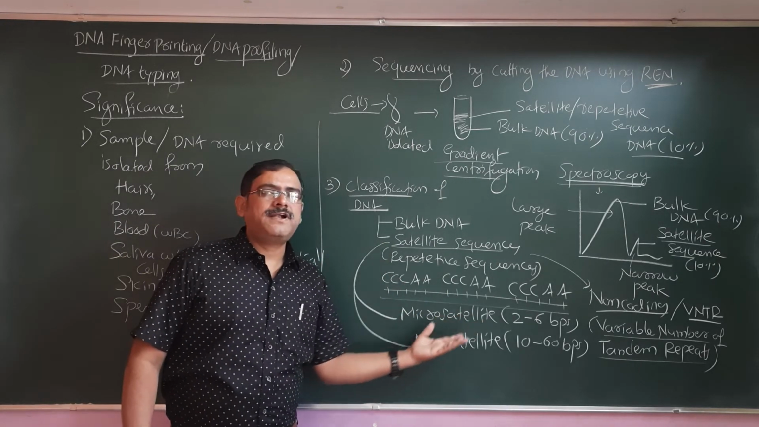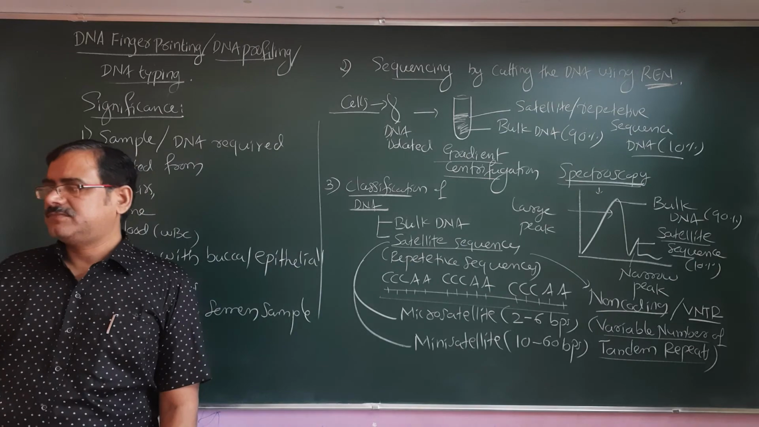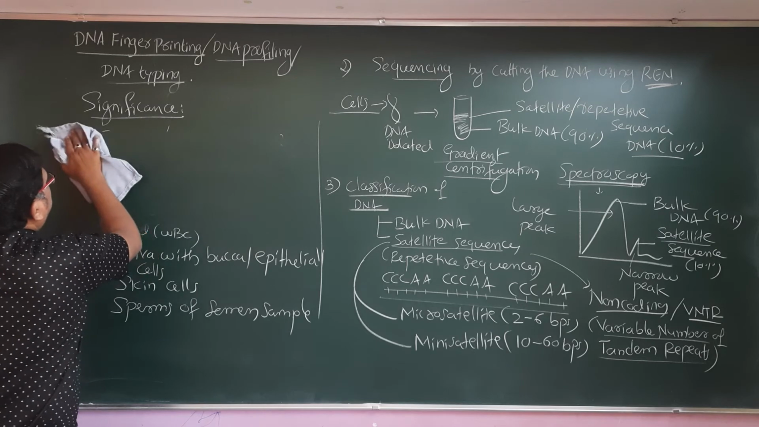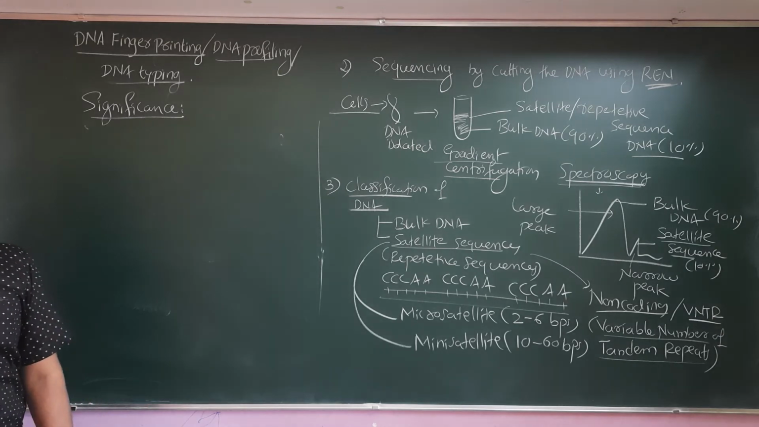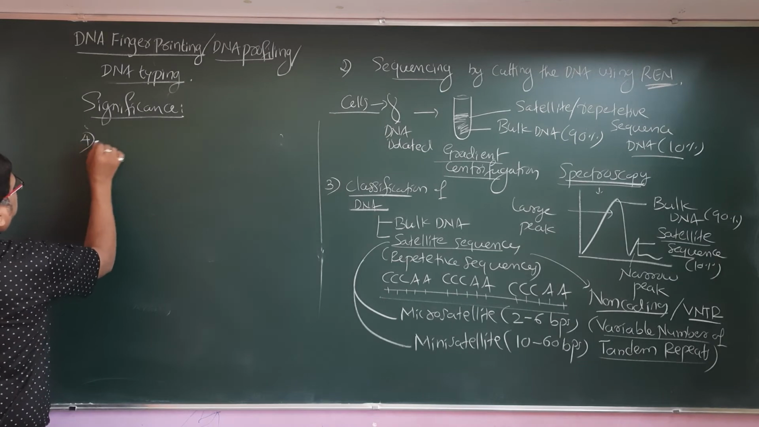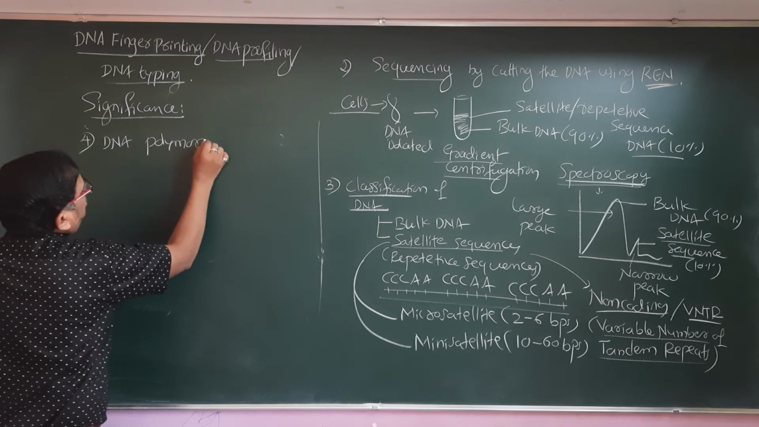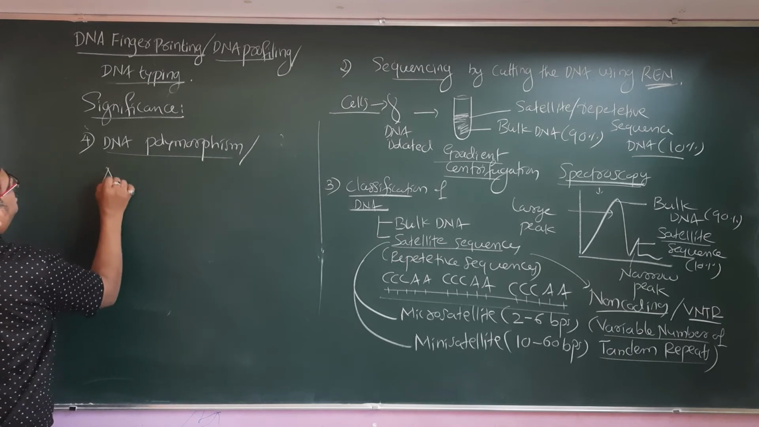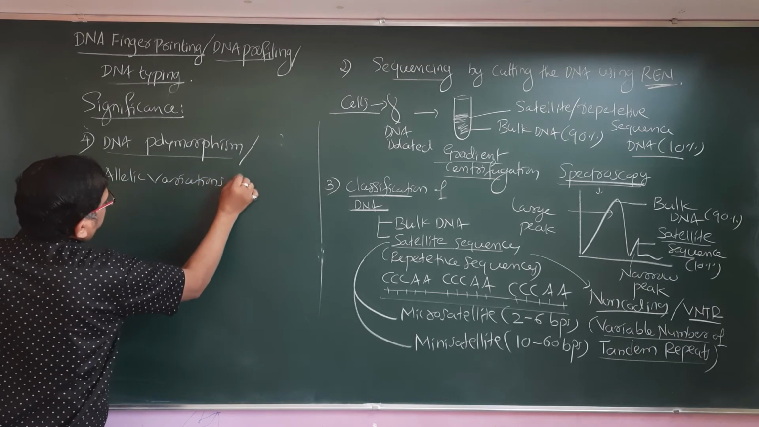In satellite DNA we find micro and minisatellites. So we call it mainly polymorphism. DNA with different forms, we call DNA polymorphism. How does this DNA polymorphism exist? So let me tell you here, the fourth significance is DNA polymorphism, or we can say allelic variations exist.